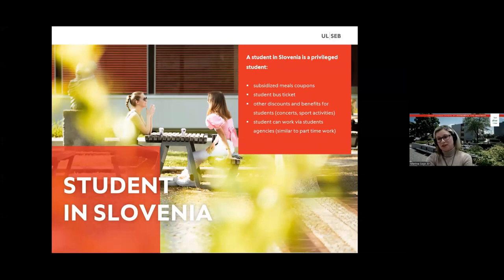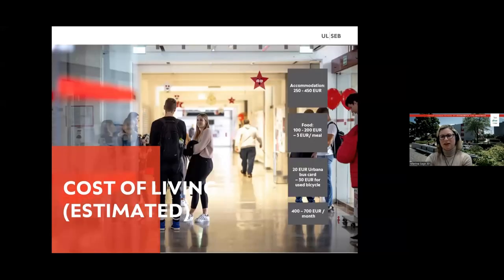And as a student, you can also work in Slovenia. As I said, we don't recommend it the first year when you come here, when you get to know the place and settle, but maybe later on you can also find a part-time job, or a job when you have less study and you can work more, let's say a summer job.